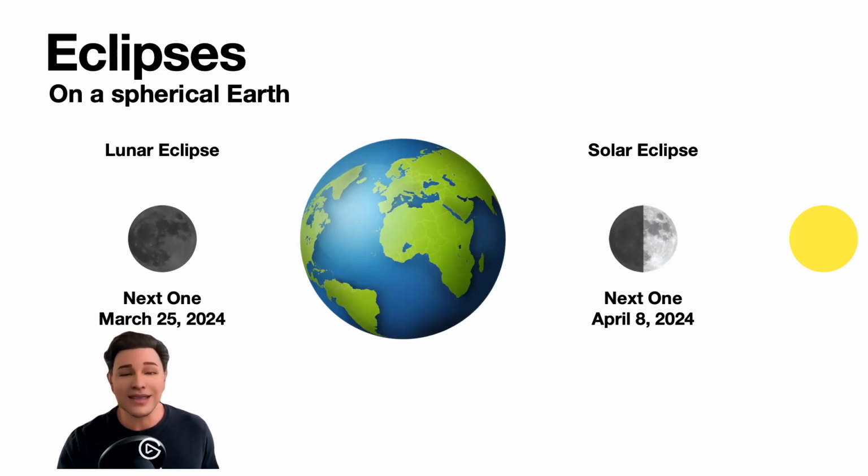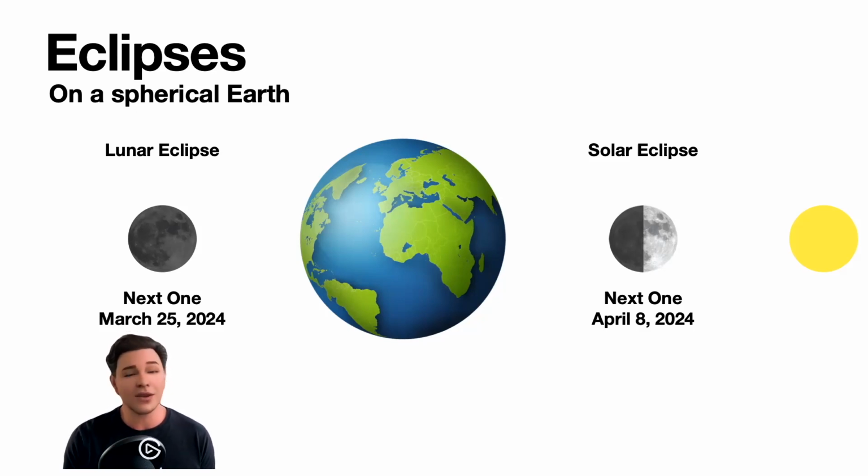The one on the left is a lunar eclipse. That's when we can't see the moon because the Earth is blocking the light from the sun onto the moon. The next one is going to happen March the 25th, 2024. So depending on when you're watching this video, maybe it's already happened. But on a heliocentric model, lunar and solar eclipses are predictable. We know exactly when they're going to happen.